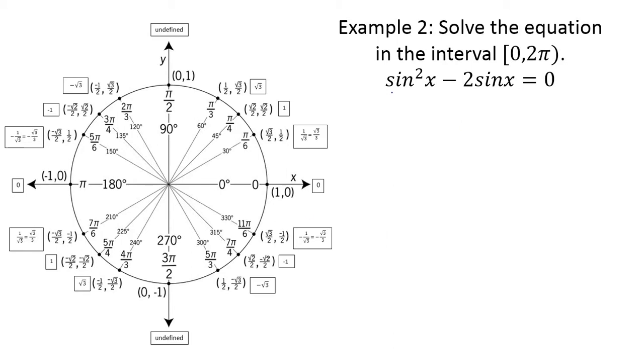Now they're both sine, so that's nice, that's convenient. Sine squared of x minus 2 sine x equals 0. We're going to do 0 to 2 pi again. So let me show you a strategy here where we can factor, right?